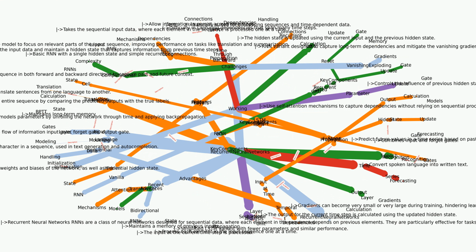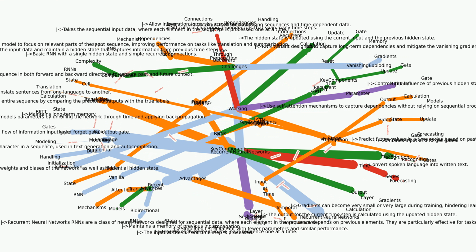Types of RNNs. Vanilla RNN. Description. Basic RNN with a single hidden state and simple recurrent connections. LSTM, long short-term memory. Description. RNN variant designed to capture long-term dependencies and mitigate the vanishing gradient problem.